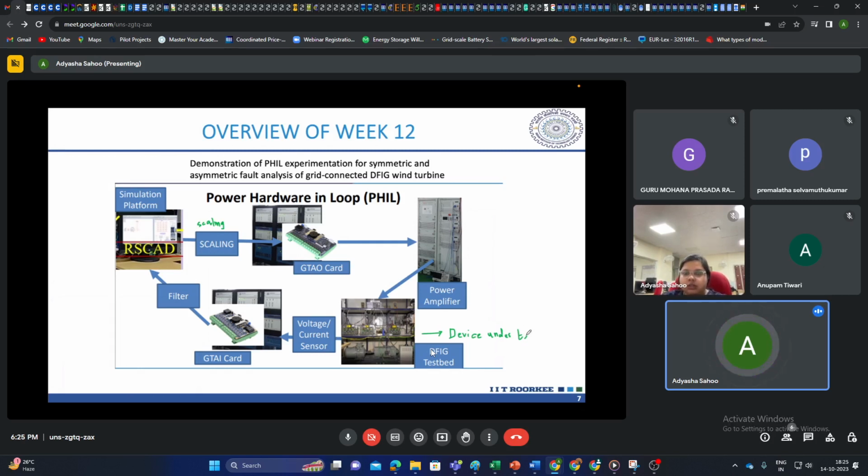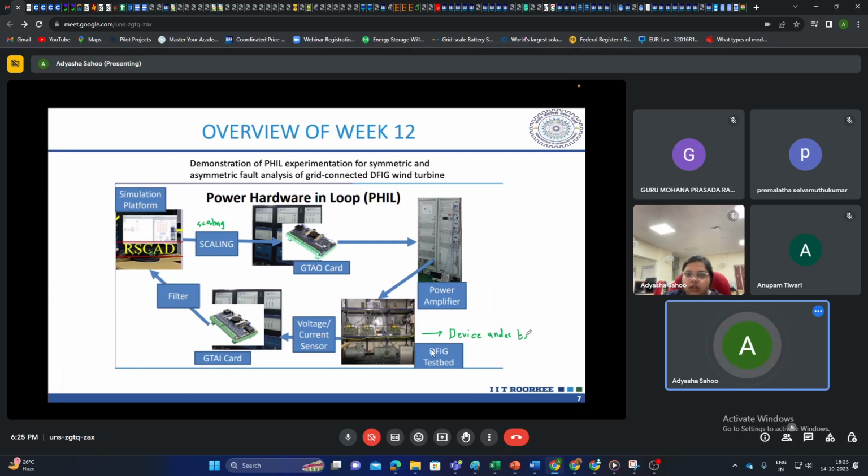Then this was the laboratory setup basically. So you see here the RTDS racks are present. You can see these racks, and we have these cards mounted over this RTDS. That is on the back side, so it is not visible here.